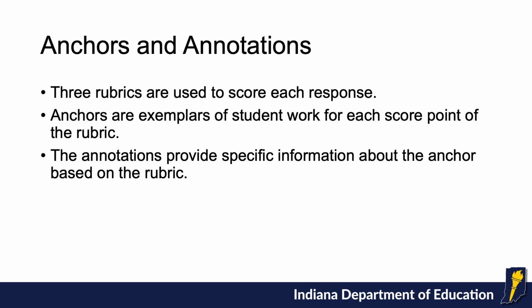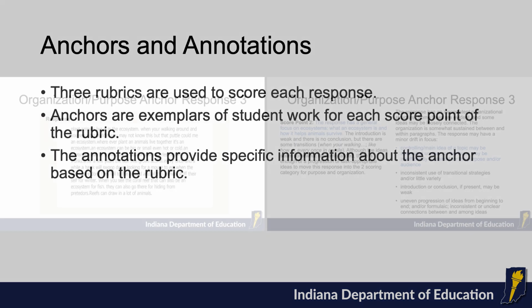These anchors are examples of student responses at each score point of the rubrics. In most cases, there are 2 anchors for every score point. This is helpful in seeing how different responses achieve the same score. The anchor annotations reference aspects of the relevant rubric. The next slides provide examples of this.